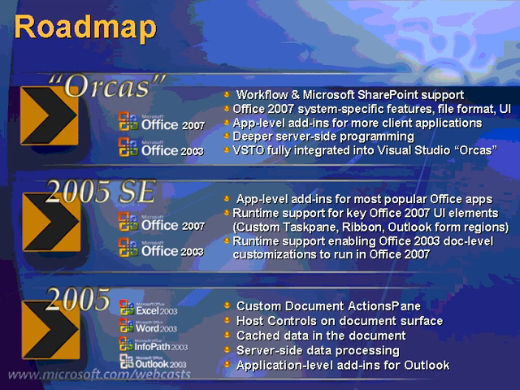Now in terms of our roadmap, we have had VSTO since 2003, and that's when we first introduced the whole notion of writing managed code behind Office applications. And we started out with Word and Excel. With the advent of VSTO 2005, we added InfoPath and Outlook to that mix. And we enabled custom document actions panes, being able to put controls on the document and the Excel spreadsheet surfaces. We enabled caching data in documents. We had server-side data processing. A number of things that were beneficial to developers are what we added into this particular version of the product.